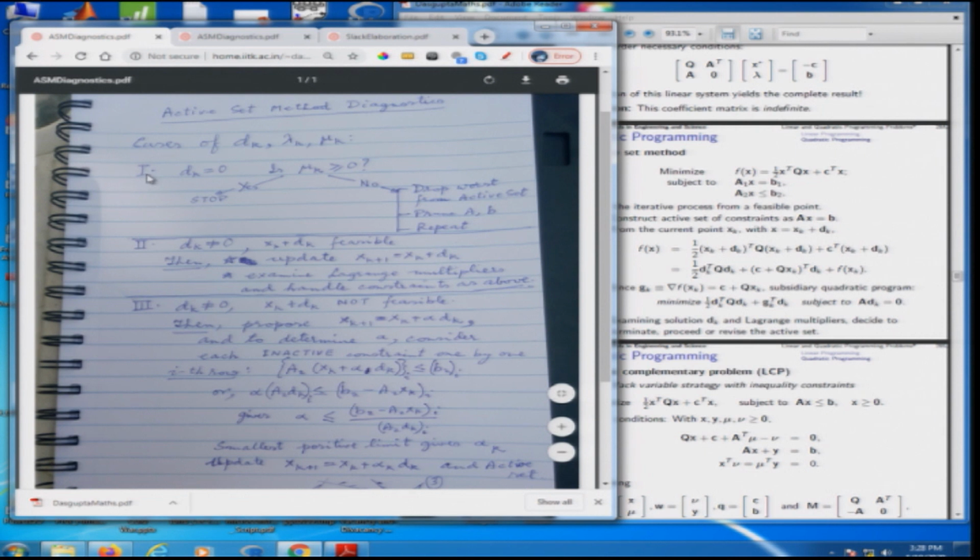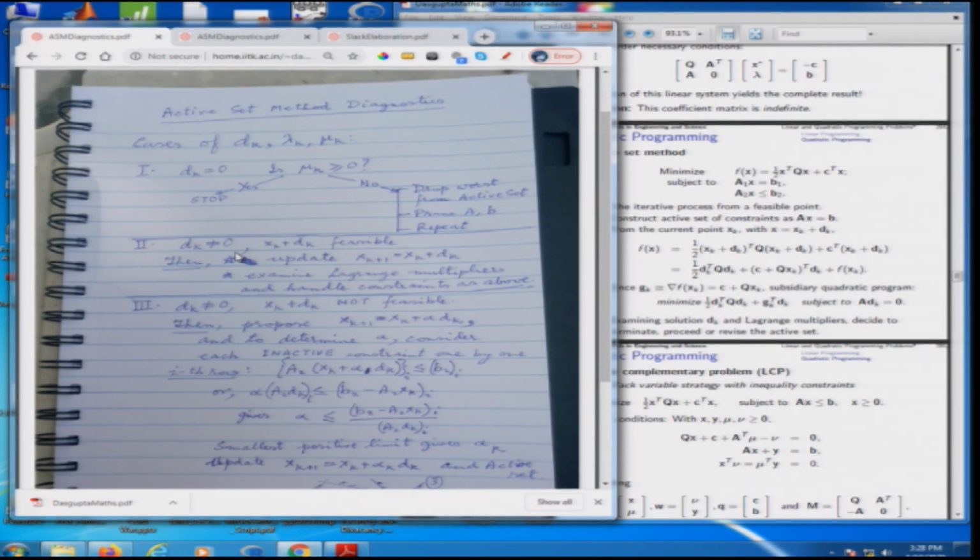Now, if in a particular iteration you find that the values of dk, lambda k, mu k give you this situation, dk is non-zero, that is a proper move is suggested, and if you move there, x k plus dk, then that new point turns out to be feasible. So, that is one good thing. Then you update it, x k plus dk is x k plus 1 for the next iteration, and in any case examine the Lagrange multipliers and handle them in this manner.